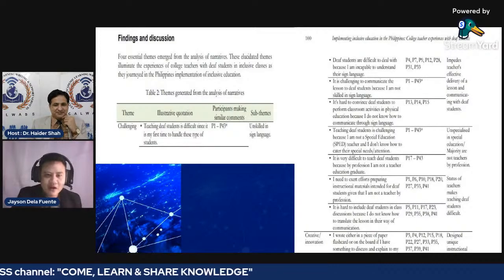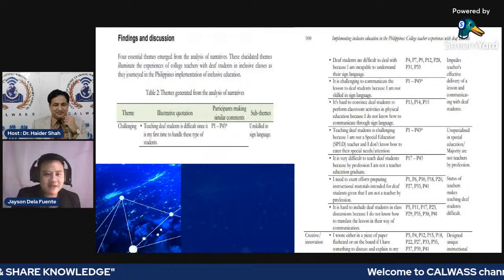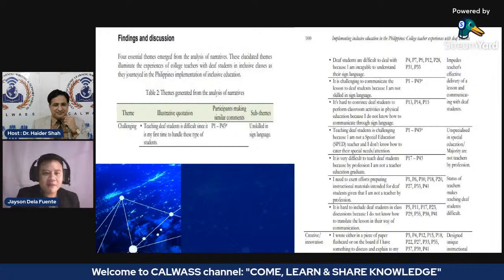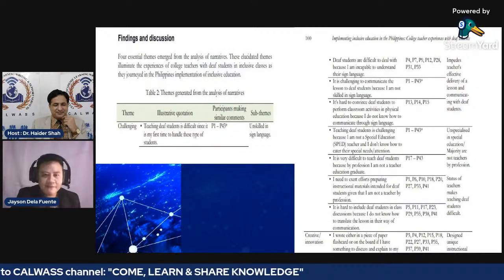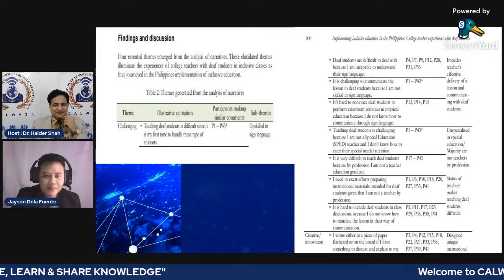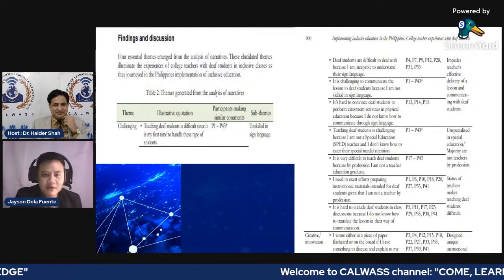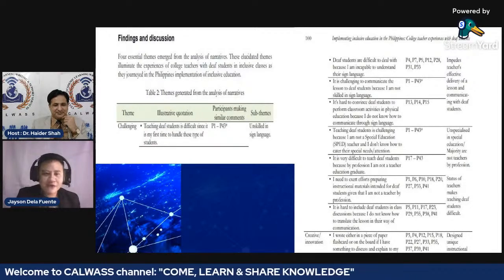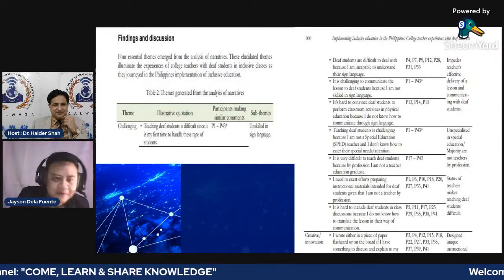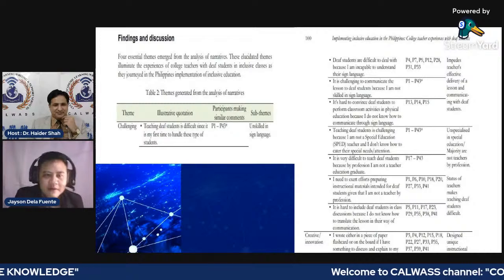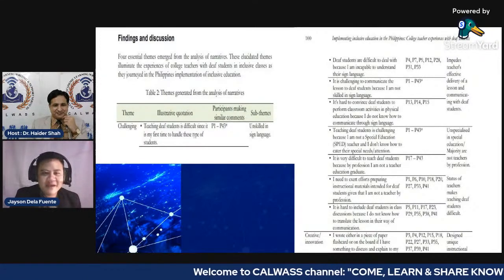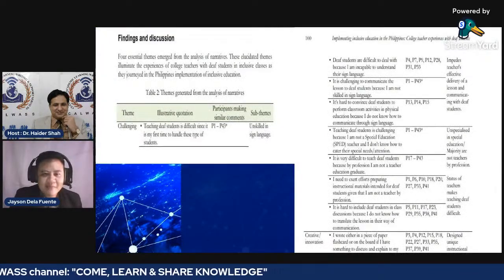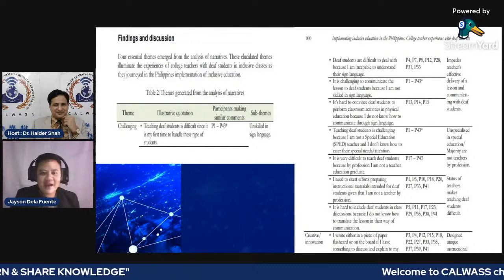All the things that I have here are actually the transcript from the interview of my participants. So in the table, you can see the theme, illustrative question, and then you can see the participants and then sub themes. In my first theme, I have here, okay, wait, I cannot see. My first finding, you can see there, and you can see illustrative questions.